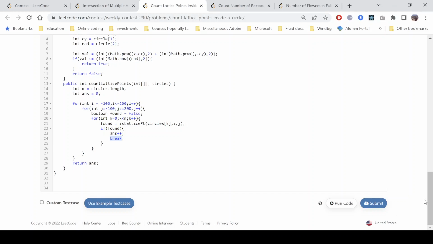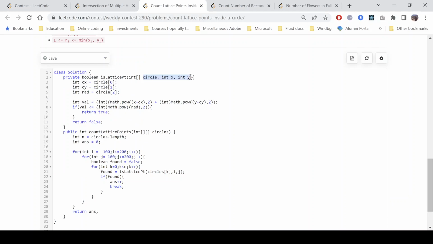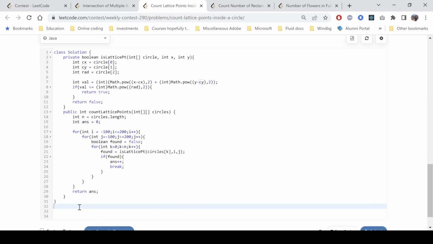So let's see what this function says. This function receives a circle and an x and y coordinate, that is i and j, from lines 17 and 18. This is just for readability. Now, for a circle, the formula goes something like this. It says that the point that you have received, the x coordinate minus the x coordinate of the center of the circle squared, plus the y coordinate minus the y coordinate of the center of the circle squared, should be less than or equal to the square of the radius of the circle.